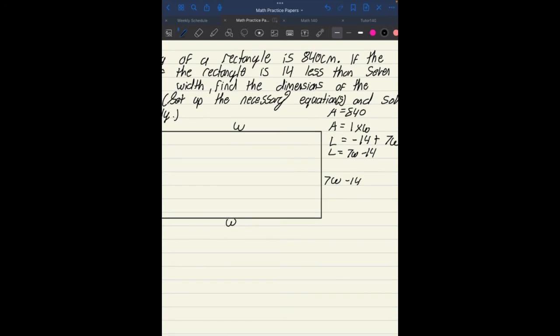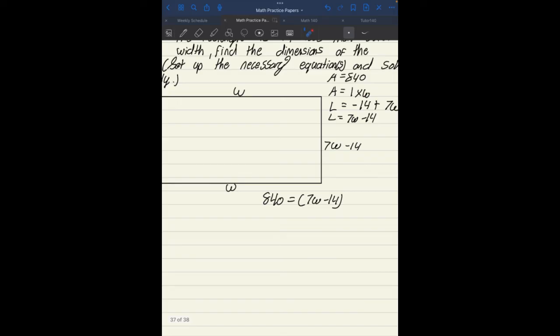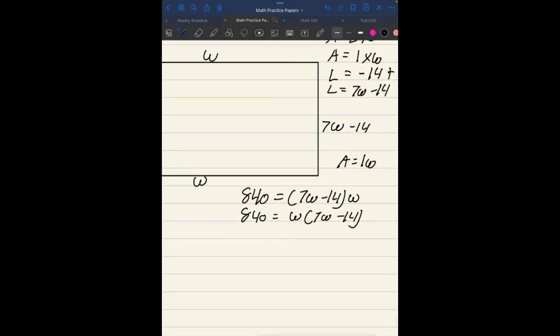And then, so we have 840 area equals the length. What is our length? Our length is 7w minus 14. So 7w minus 14 times our width w. So area equals LW, right? So let's rewrite it. 840 equals w times 7w minus 14. This is our length, and this is our width, because we don't know the value of the width. So we're going to multiply this out and solve this to figure out our values, right?